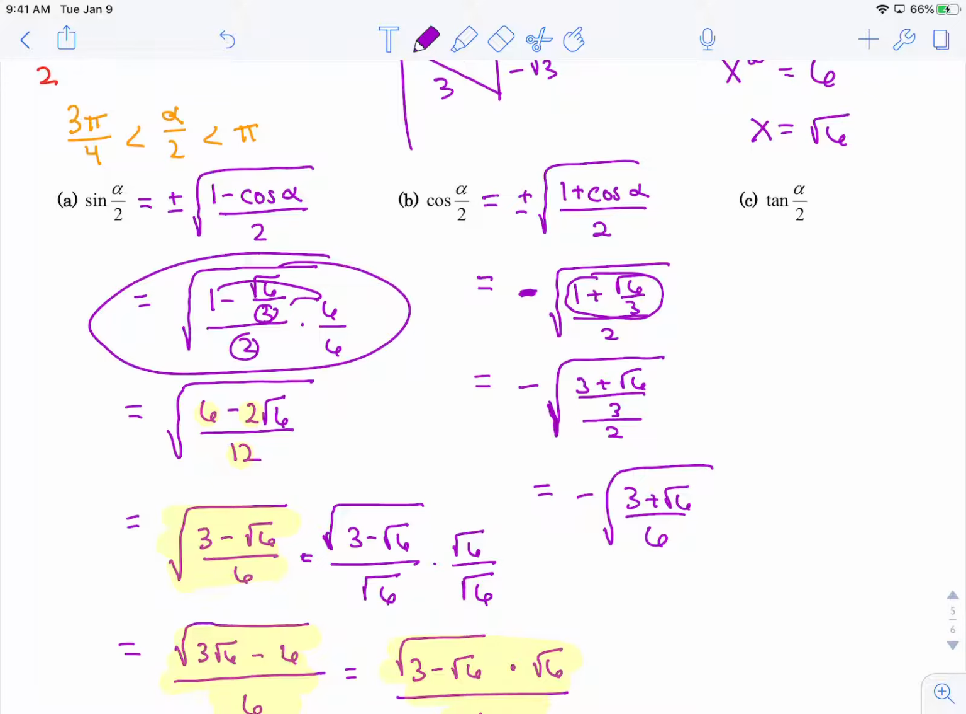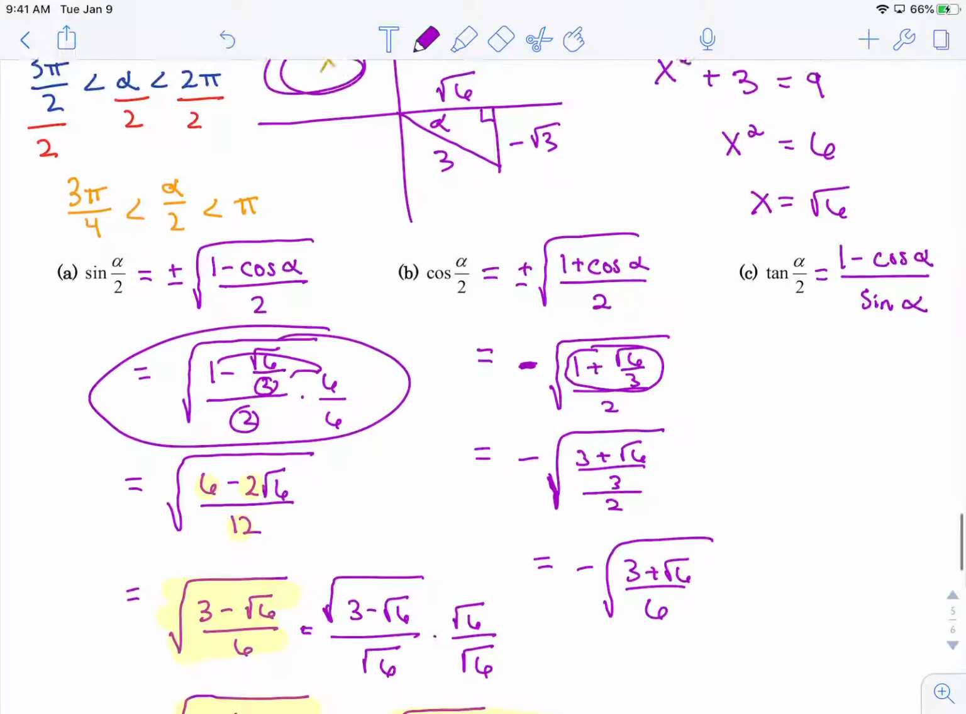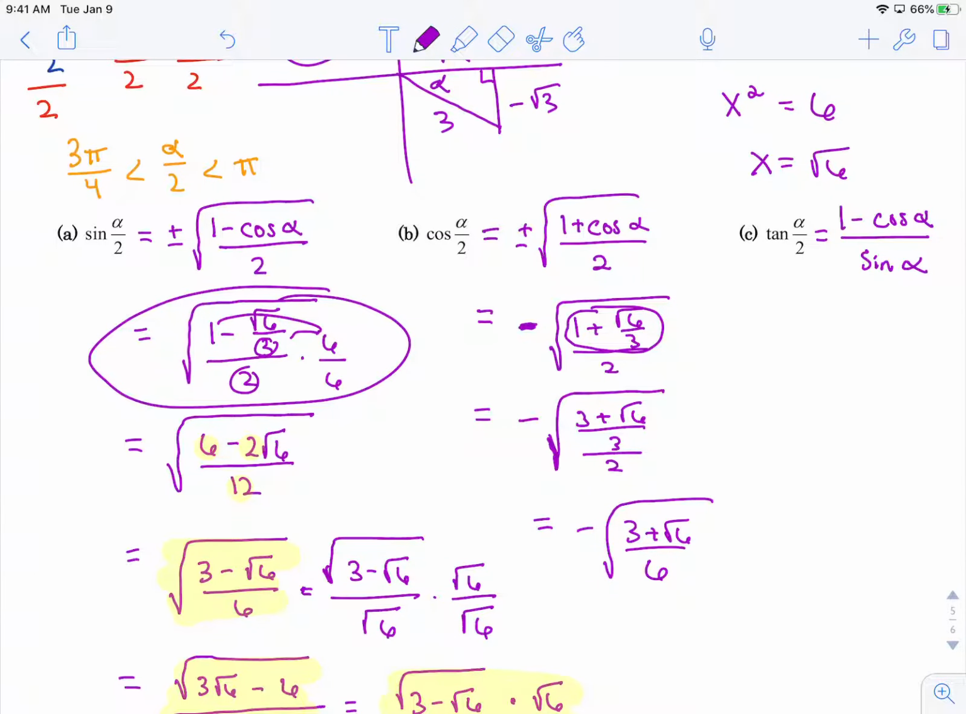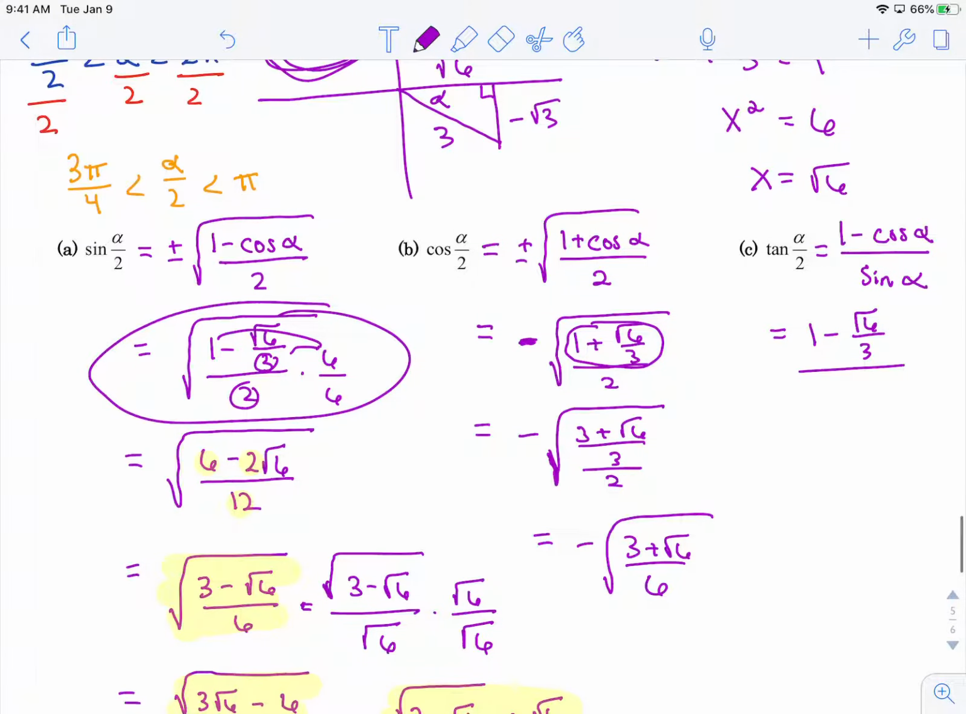Okay, so for tangent of alpha divided by 2, which we haven't done yet, I'm going to use that much easier one that says 1 minus cosine alpha over sine of alpha. So with this formula, I don't have to choose plus or minus. But let's think about it logically. If I'm in this second quadrant, my tangent should be negative. So hopefully my answer is negative. So these tangents are a little bit more challenging. 1 minus root 6 over 3, and my sine is negative root 3 over 3.